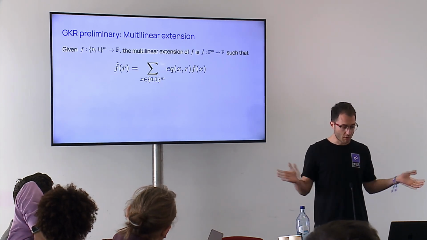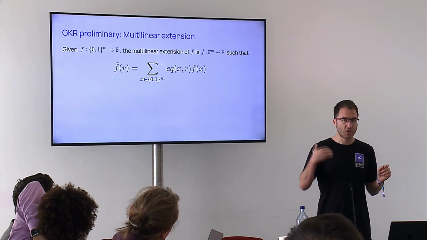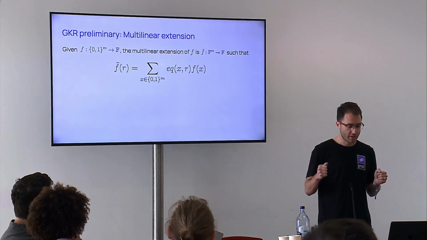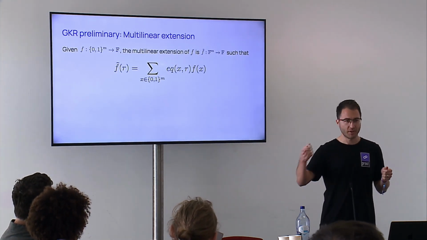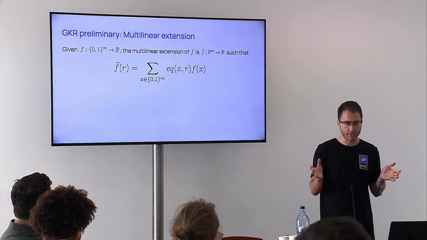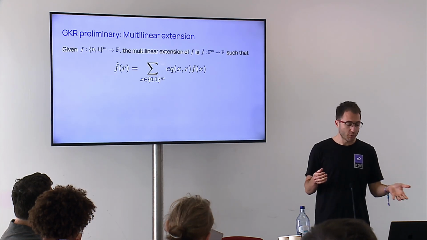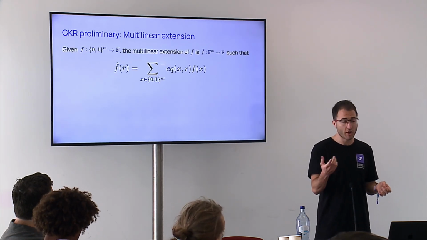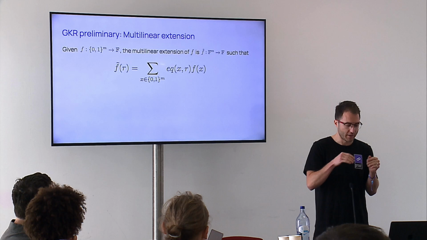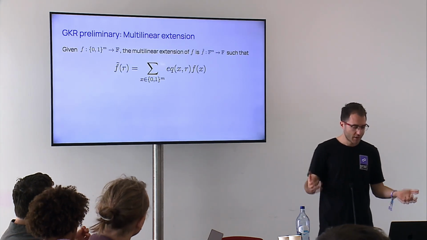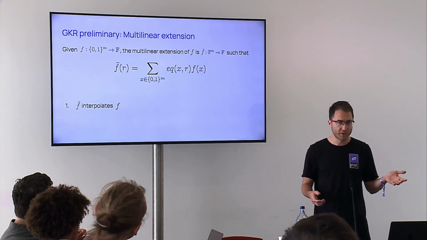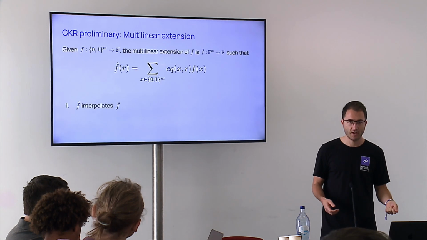We sum over all the possible bit patterns. We check if it's equal. When it's equal, we output 1. If it's not equal, we output 0, and times f at that bit value. And so you can see that if r is one of the bit values, let's say all zeros, the equal function is going to evaluate to 1 only for 0, and for all the other bit values, it's going to output 0. So we're going to zero out all the other values. So we can see that f tilde, or the multilinear extension, does indeed interpolate f.